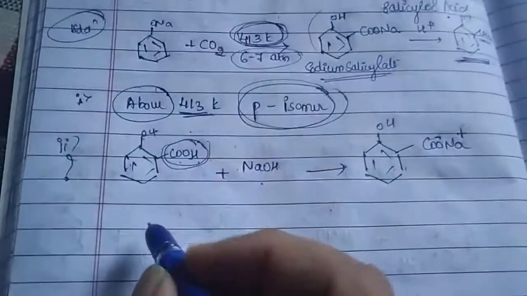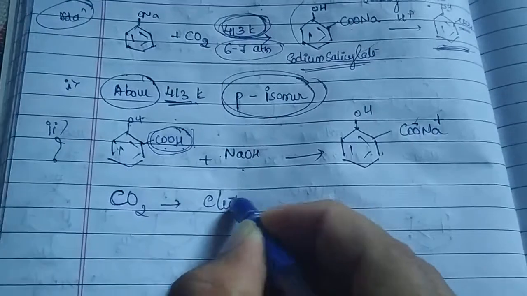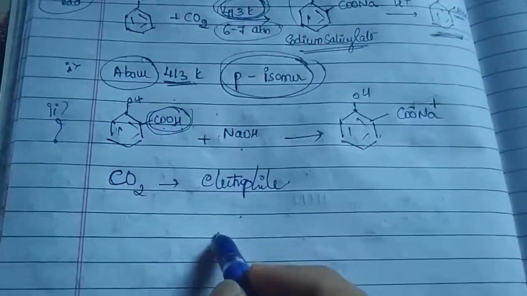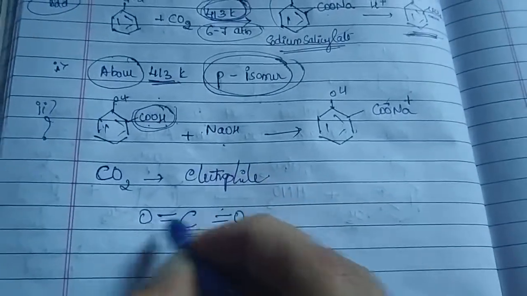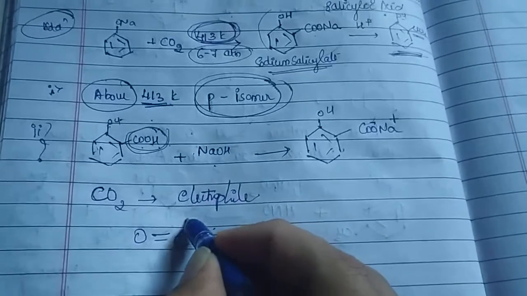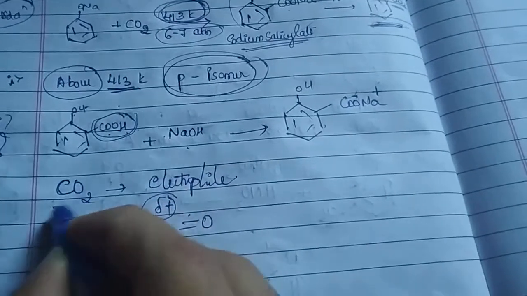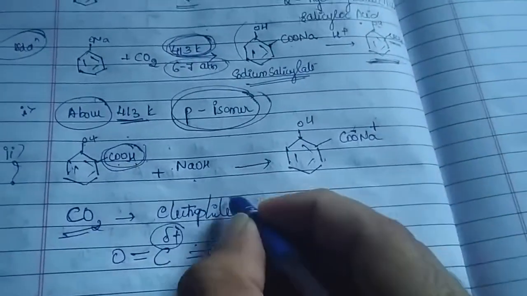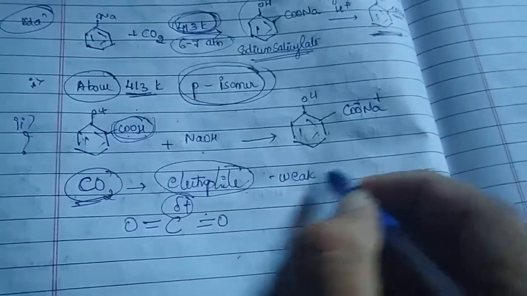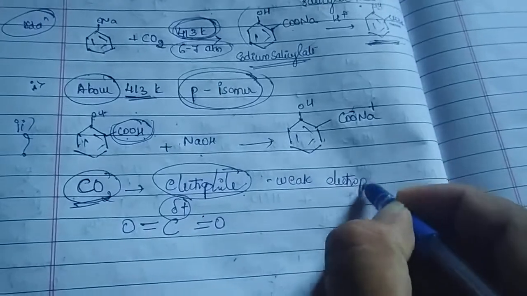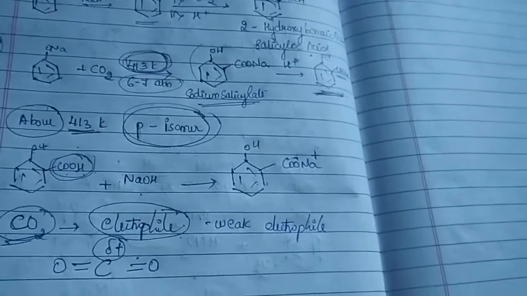Do remember, guys, our CO2 itself is an electrophile. Why is it so? Because when we write its structure, of course, having a linear structure, due to the electronegative nature of your oxygen being more, your carbon will be having some delta positive charge. So utilizing this positive charge, your CO2 acts as an electrophile. And do remember, whatever the electrophile we are saying as CO2, it is a weak electrophile. Hence, we are studying this reaction under electrophilic substitution reaction of phenols.